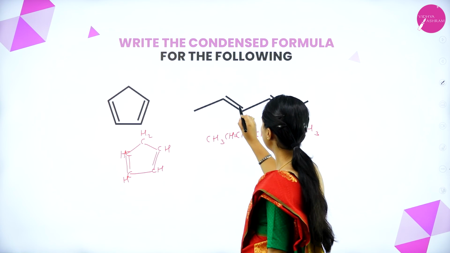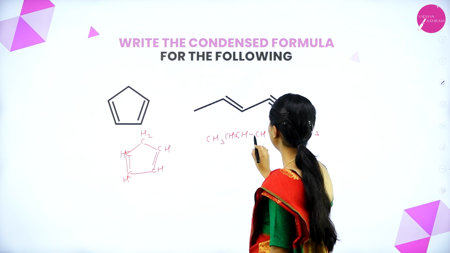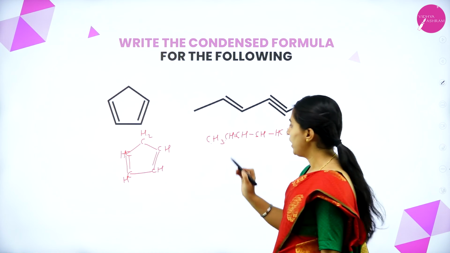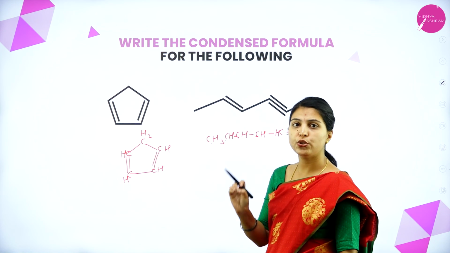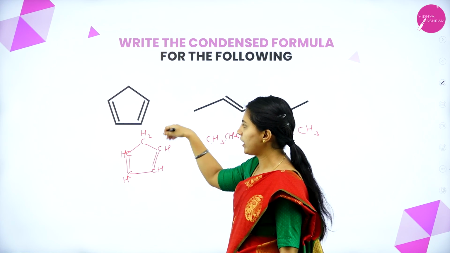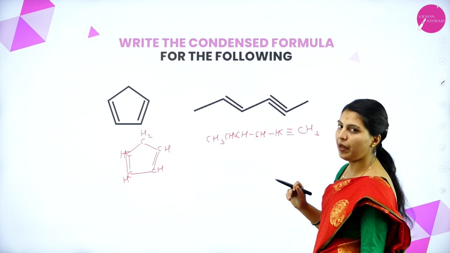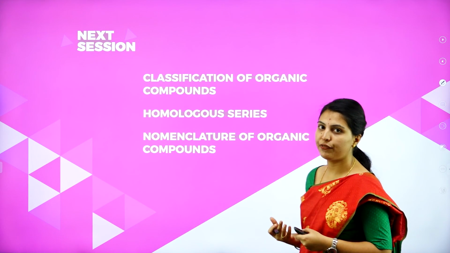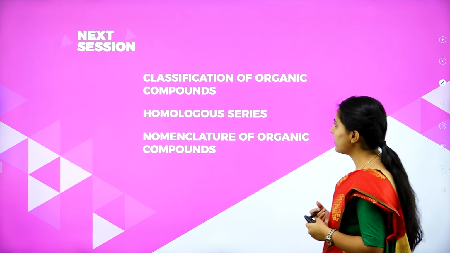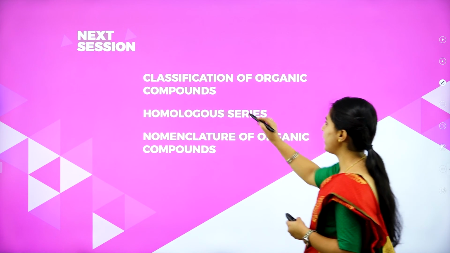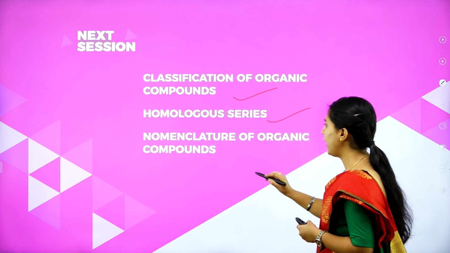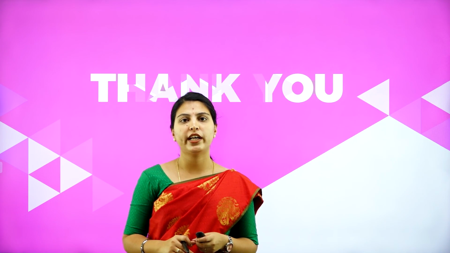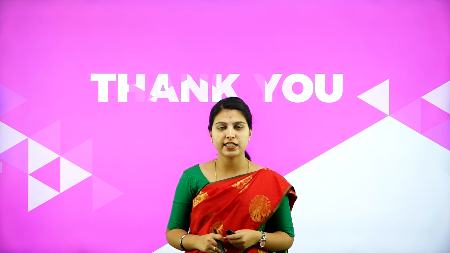See here, 1, 2, 3, 4, 5, 6, with the double bond and triple bond representation. The remaining valency of hydrogen you should count and write. This is a cyclic manner and this is an acyclic manner. You will study cyclic and acyclic in the classification of organic compounds. In the next session, you will study the classification of organic compounds, homologous series and nomenclature of organic compounds. I hope you have understood what I have taught today. So, we'll meet in the next session. Thank you.